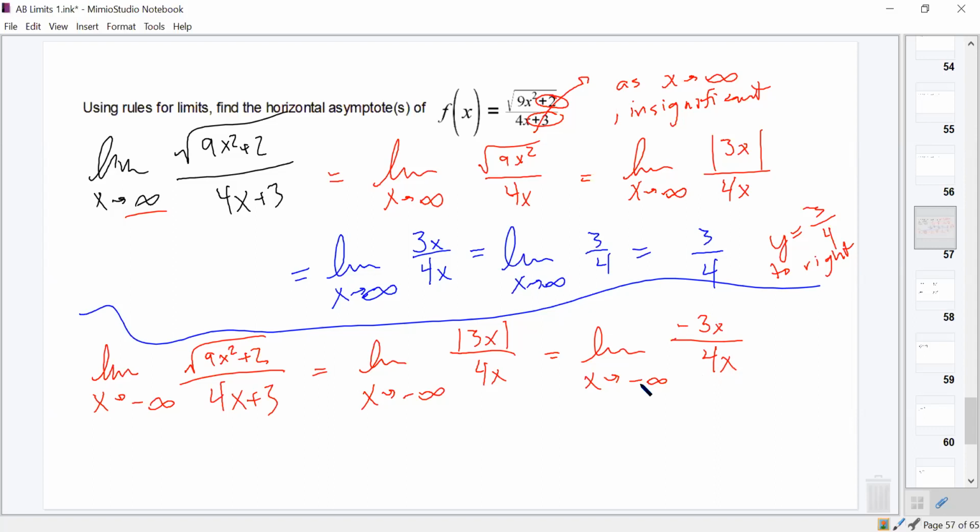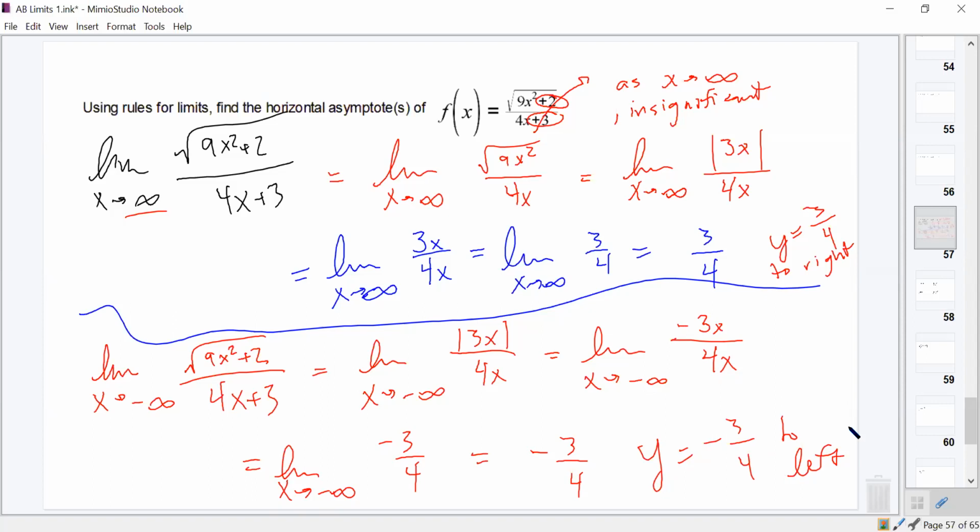And now we'll just cancel out those x's. And the limit of a constant is just the constant. So we get y equals negative 3/4 to the left. Good or no? Good. All right.